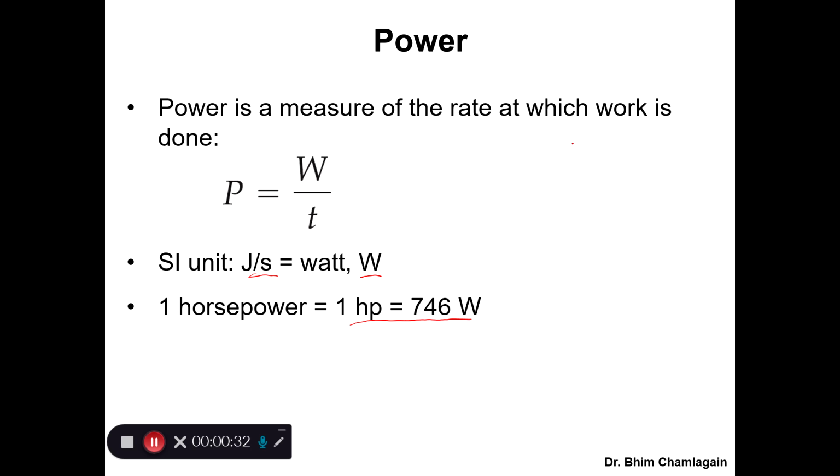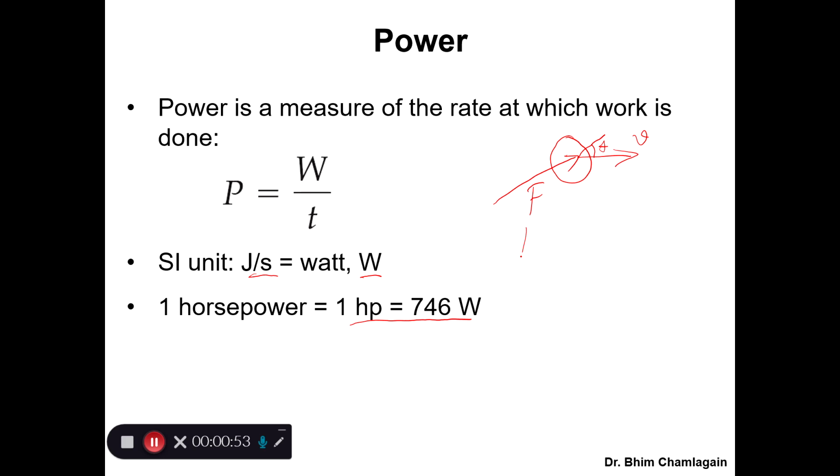Now let us consider a body moving with velocity v, by applying a force F, and the angle between the force and velocity direction is, let's say, theta. That means displacement is along the direction of velocity.